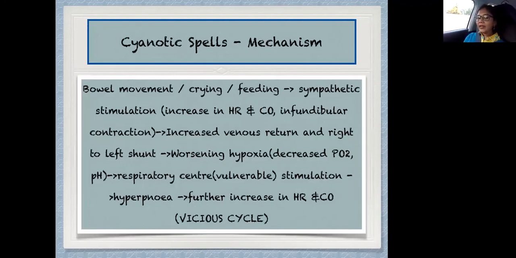So the mechanism, again, I am sure most of you are well aware, but I'll just go through once more. As a baby has a bowel movement, or is crying or feeding, the primary thing that changes is the sympathetic system. So there is sympathetic stimulation, which leads to an increase in heart rate and cardiac output. There is infundibular contraction, and with exercise, there is increased venous return and right to left shunt. This worsens the hypoxia. So now the PO2 is decreased and the pH is decreased, and the respiratory center is stimulated. That leads to hyperpnea. Now, the increase in respiratory rate will further increase heart rate and cardiac output, and this enters into a vicious cycle.